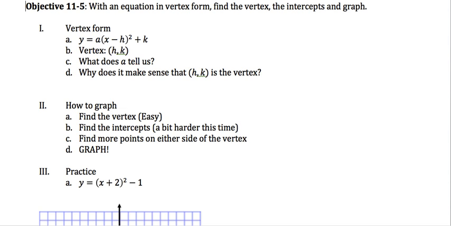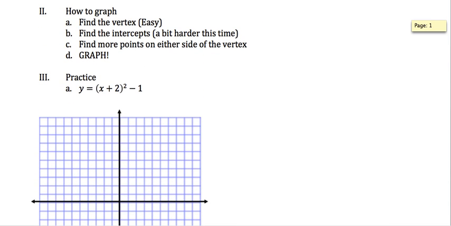So, how to graph when it's in vertex form. First, you find the vertex. It's easy, we just showed you how to do that. It's going to be (h, k). I still think you should find the intercepts. For most of these graphs you don't really have to, but a lot of times when we apply this to motion problems, those intercepts are going to be very meaningful points, so you probably want to be able to find those.